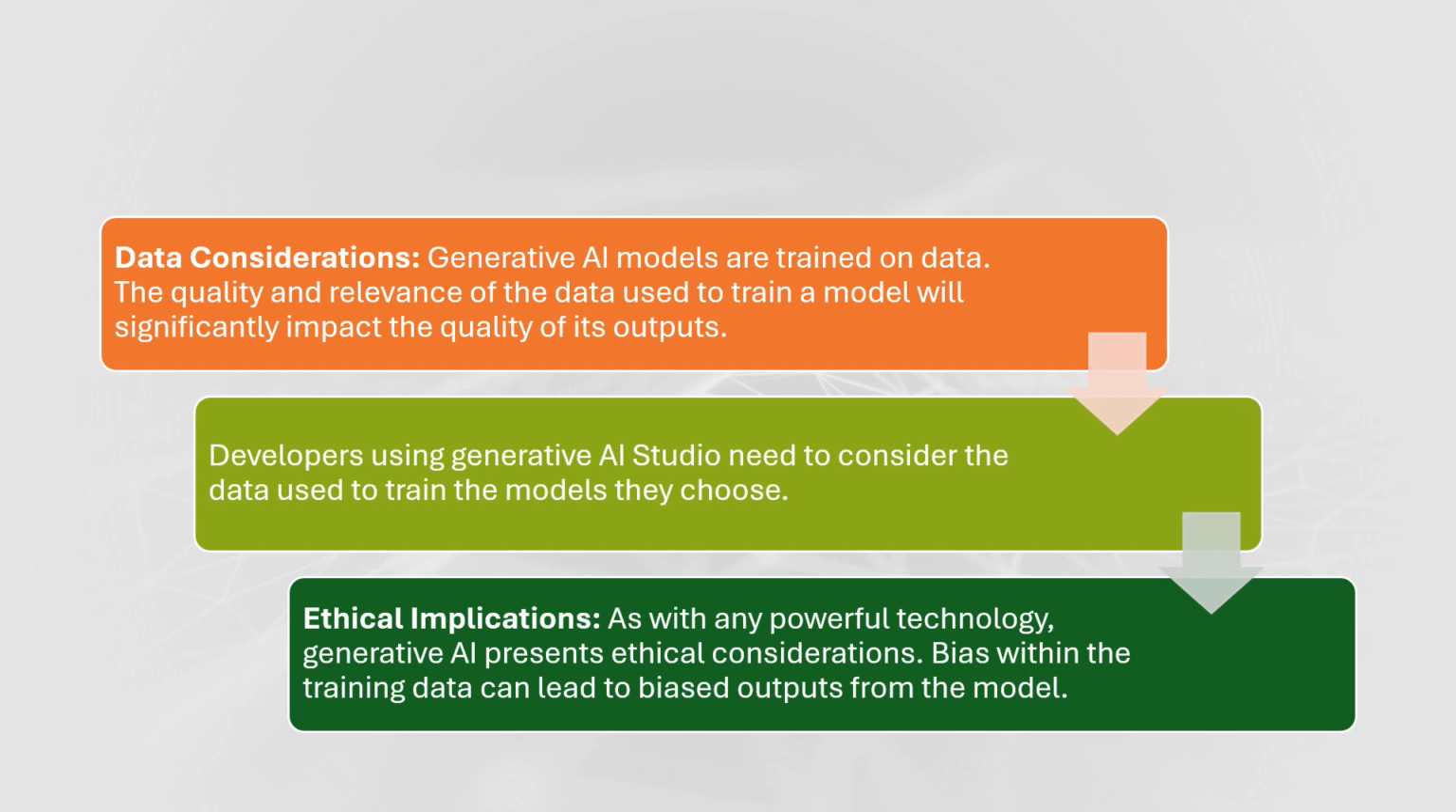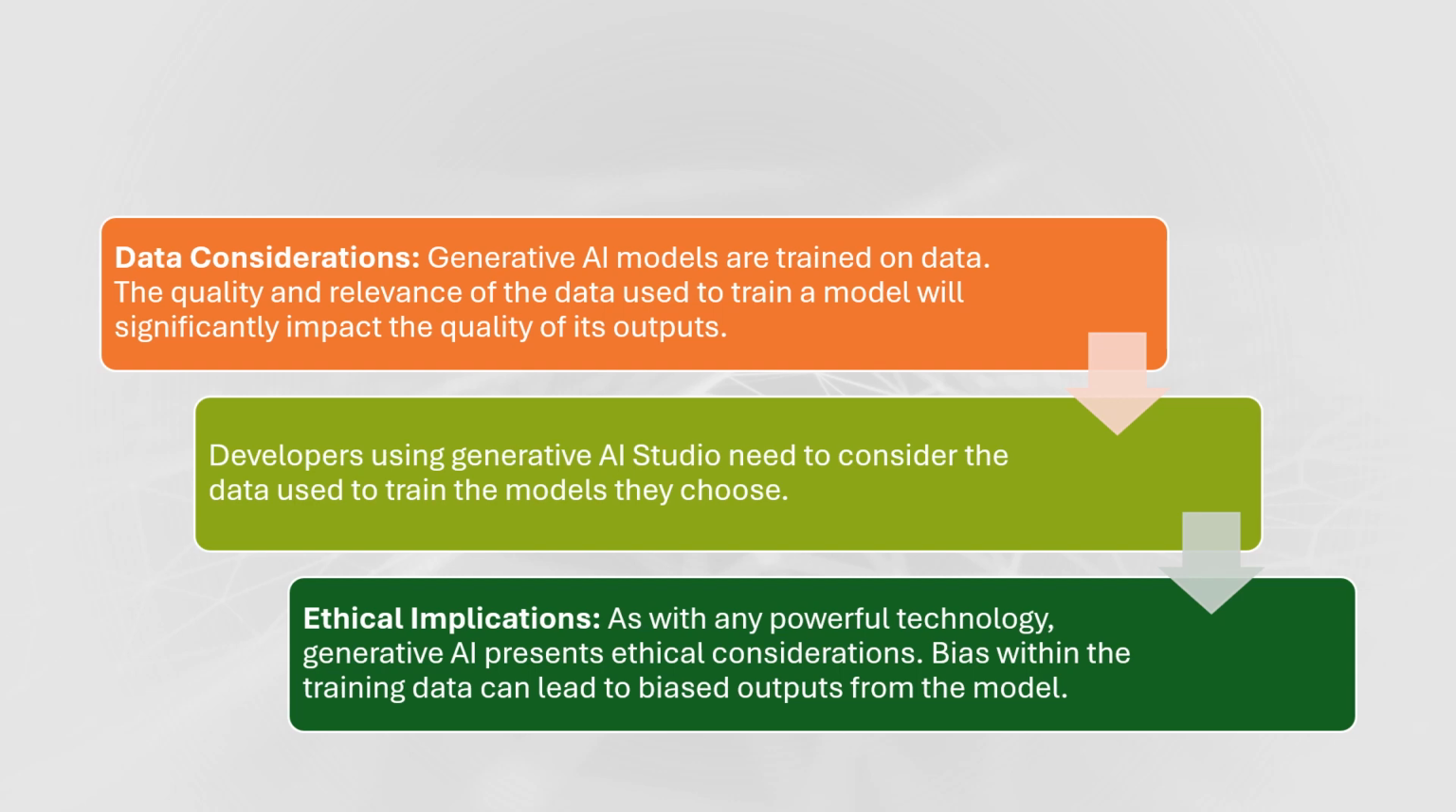First of all, there are data considerations. Generative AI models are trained on a vast amount of data. The quality and relevance of the data used to train a model will significantly impact the quality of its outputs. So you have to make sure you get the right quality of data if you want to train your own generative AI model in Google AI Studio. In fact, it's pretty much everywhere. You need good quality data to train a generative AI model. Developers using Google AI Studio need to consider these data considerations before training the model they choose.